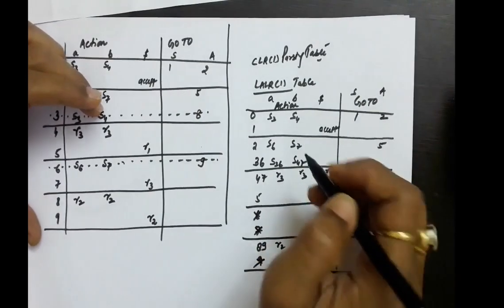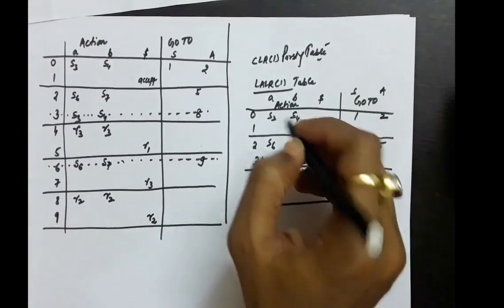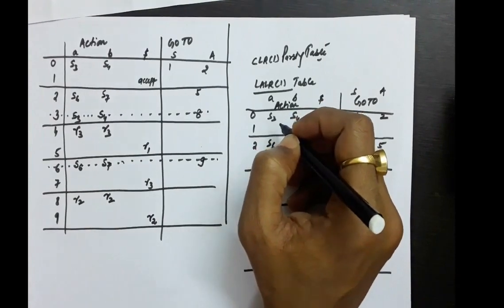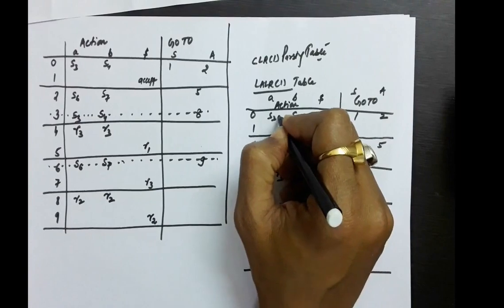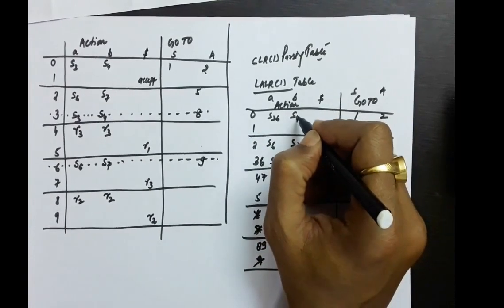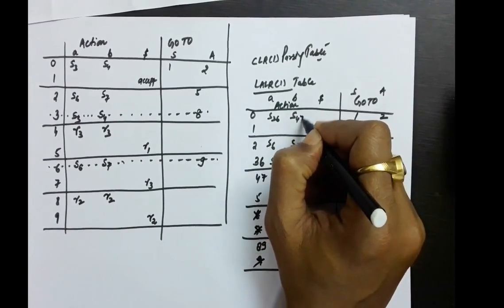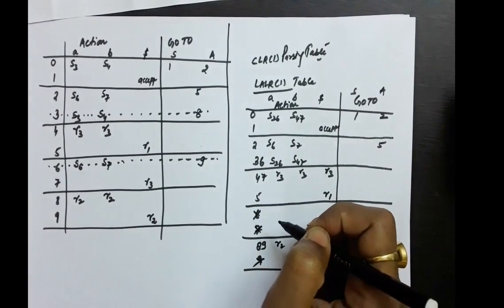Okay. Now, wherever there are the shift operations, we do not have a state 3 here. We have a state 3, 6. So we'll be writing 3, 6 here. We do not have a state 4 here. We have a 4, 7 state. So we'll be writing 4, 7 here.